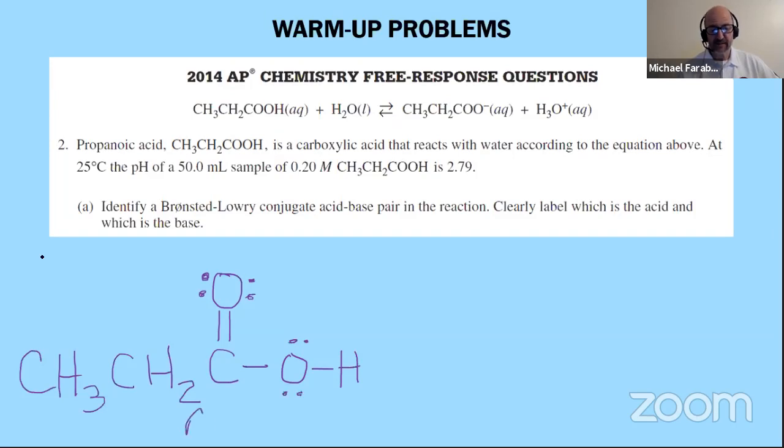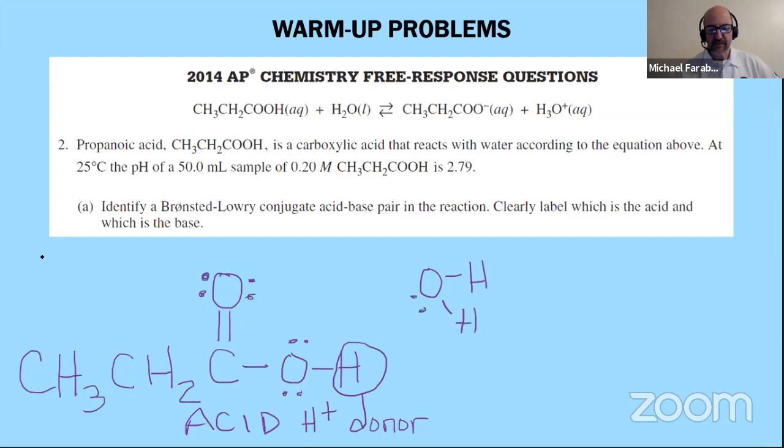This is an acid, and it is a proton donor, or an H+ donor. Now, what is it reacting with? Well, it's going to react with a water molecule in this reaction. So I'm going to go ahead and draw a water molecule.